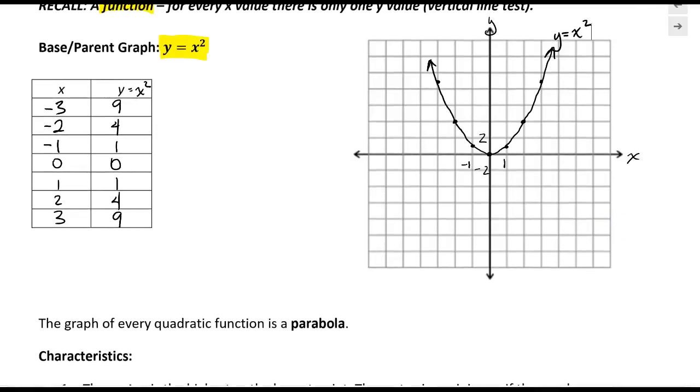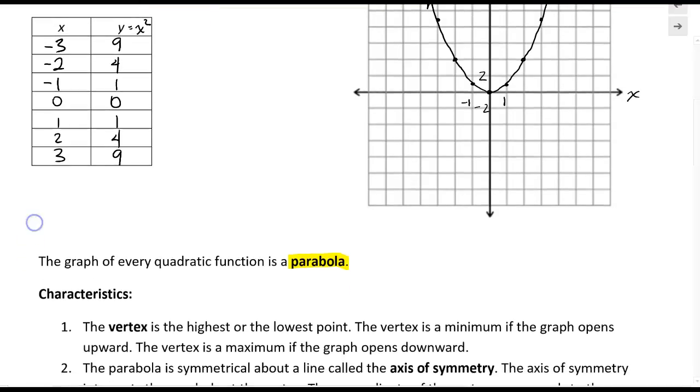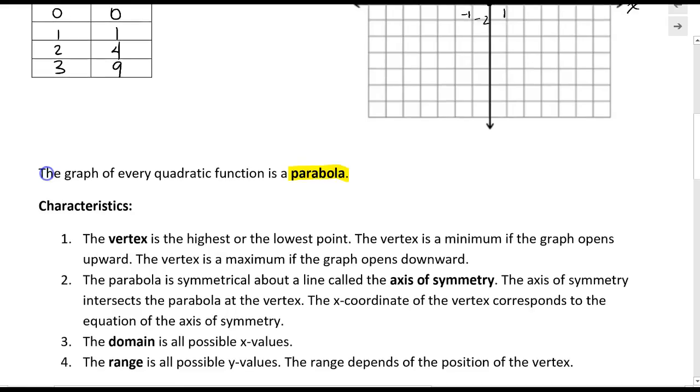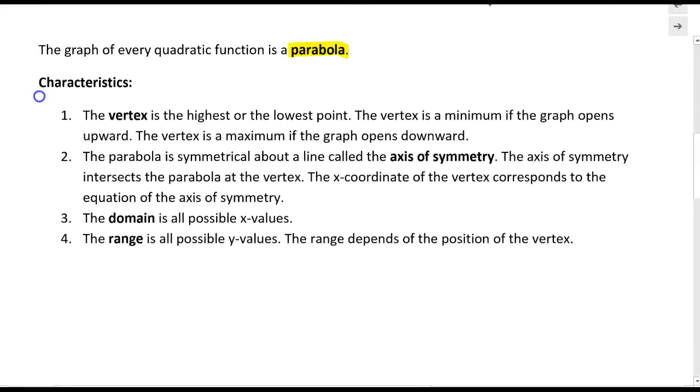So this is our parent function, our parent graph. And the shape that it makes is called a parabola. Every quadratic function is going to form a parabola. So this general shape we're going to be working with a lot, and we're going to get pretty good at drawing parabolas. Make sure you practice saying it so you know how to say it right. Parabola, not some other variation. It's not some sort of illness.